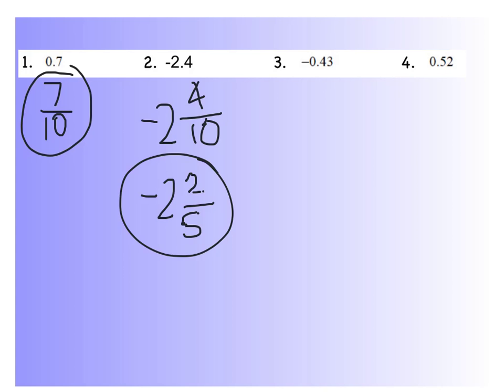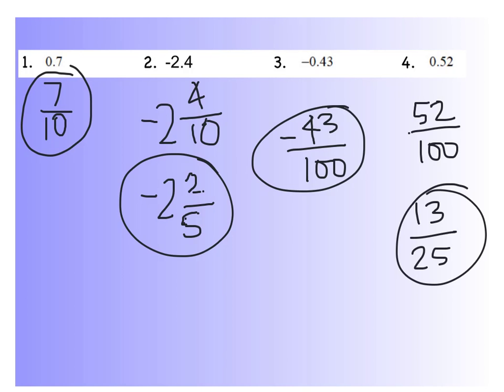And unpause the video when you're ready to check your answers. Okay, the answer for number 3 is -43/100. The final answer for number 4 is 13/25. If you got 52 out of 100, that is our first step, but we do need to simplify and find an equivalent expression.